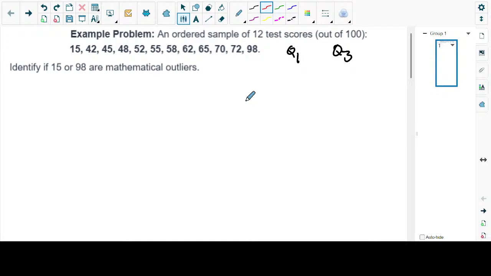An ordered sample of 12 test scores. Okay, so the test scores are 15, 42, 45, 48, 52, 55, 58, 62, 65, 70, 72, 98. Which subject do you think this is? I think it's life sciences or home language, this one.